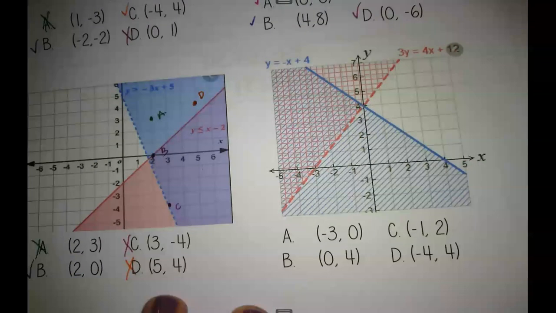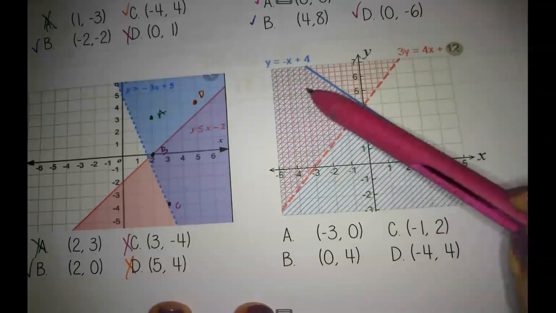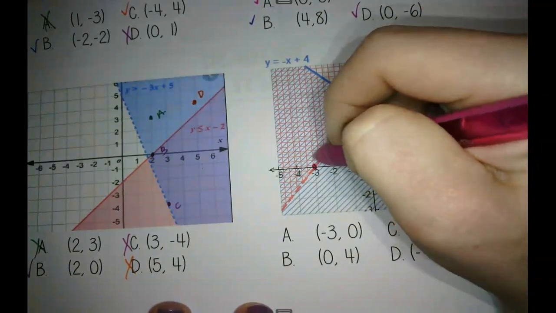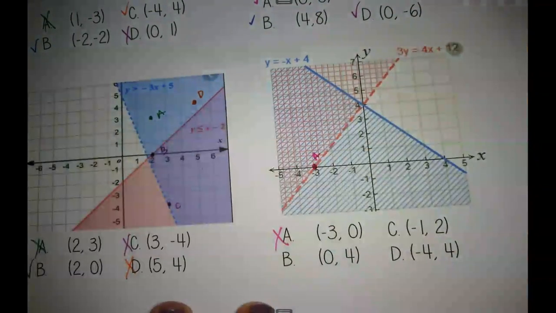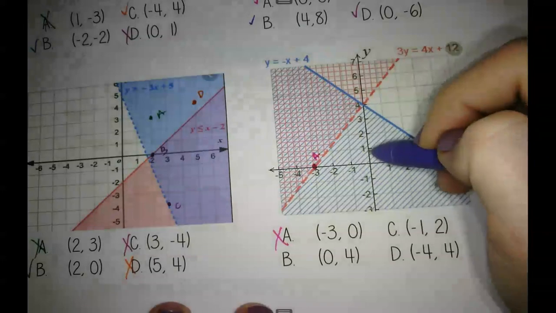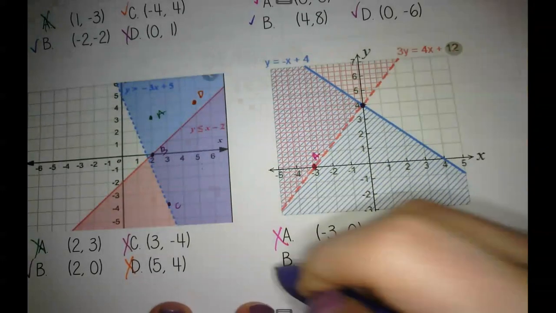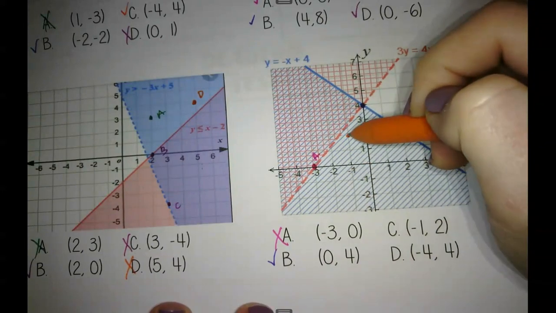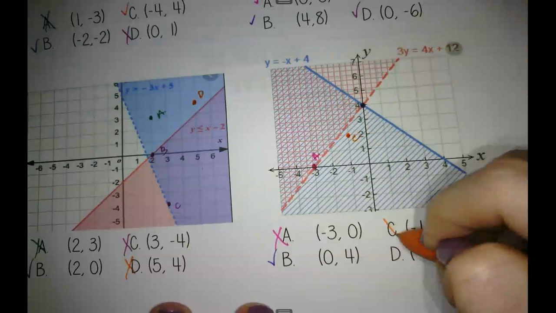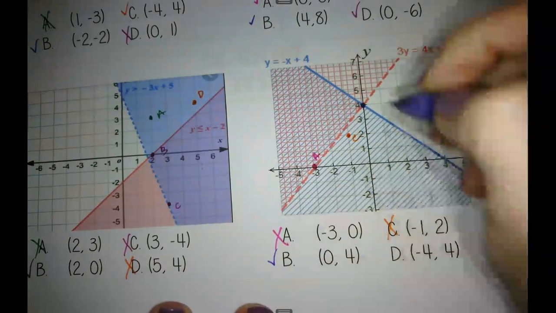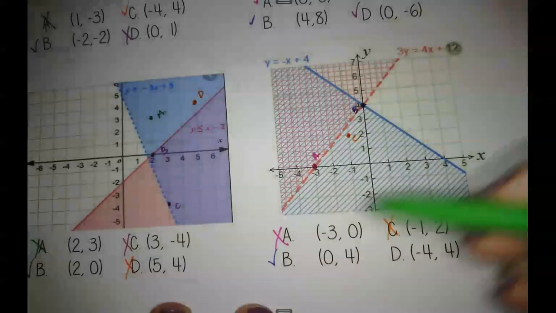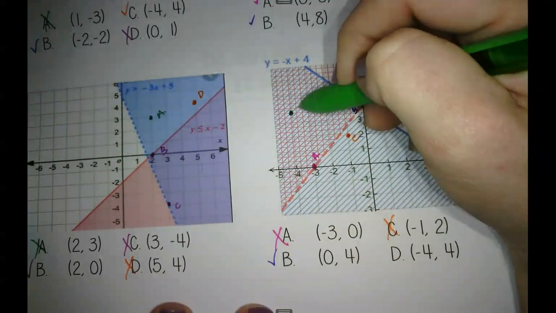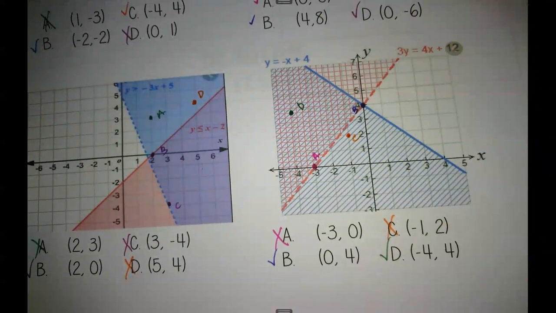All right, so if it looks like this, again, we're looking at where they overlap. So we're looking in this area right here. We've got -3, 0. That's on that dashed line. Again, if it's on a dashed line, not a solution. We've got 0, 4. It's right there on that solid line. That's a solution. -1, 2. That's outside the combined area. -4, 4 is somewhere right in here. That's in the combined area, so that one is a solution.